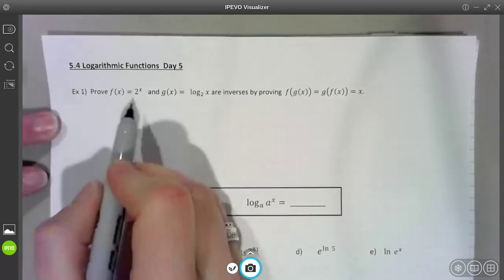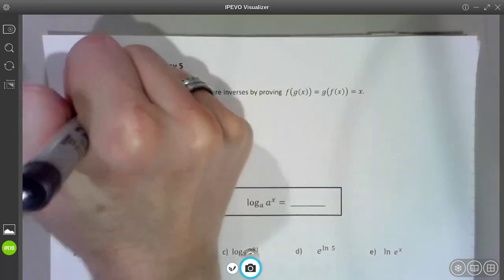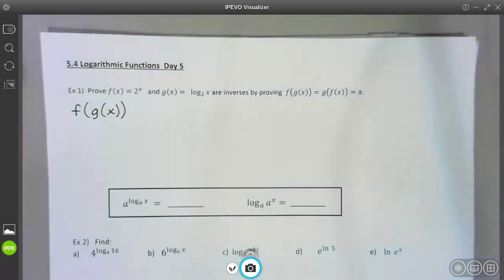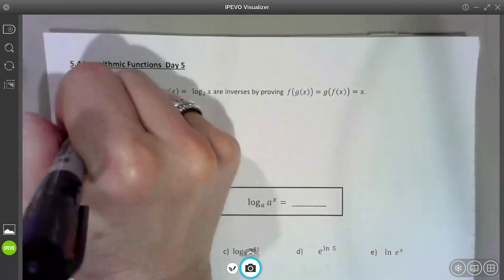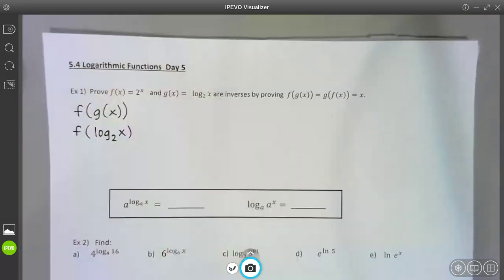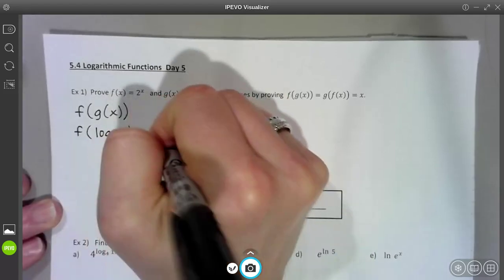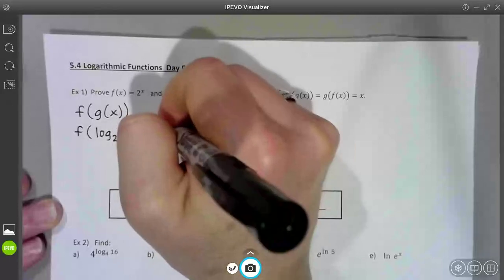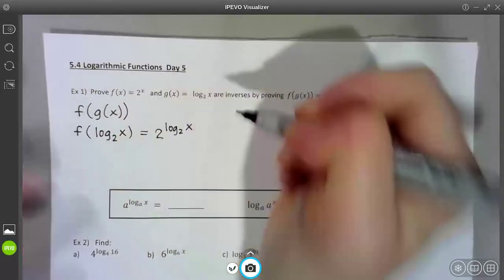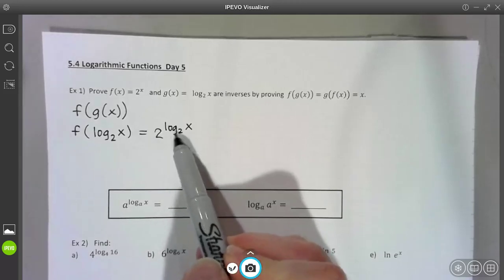So let's prove this. So we have a base 2 exponential and a base 2 logarithm. So let's prove first that f of g of x, when I plug the g of x function into the function f, that all operations cancel each other out. So that would be f of g of x, where g of x is log base 2 of x. So I'm plugging log base 2 of x into function f, which would look like this. Function f is 2 to the x comes out, and log base 2 of x goes in its place. So you have a base 2 exponential being raised to a log base 2 of x.